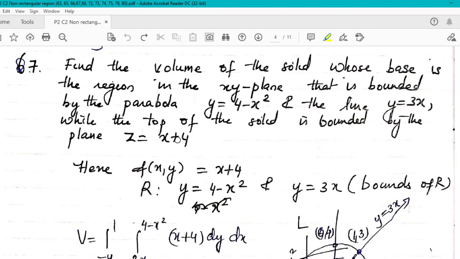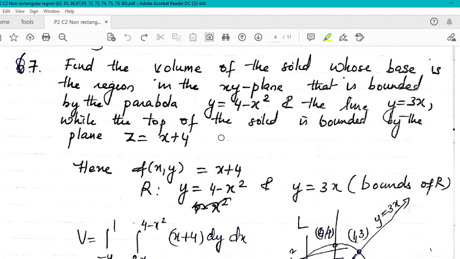Usually when a question asks for the volume of a solid, you will be given an upper bound and a lower bound. Using that you will be finding the volume of the solid. A solid will be generated between these two, the upper bound and the lower bound, and we have to find the volume of the solid whose upper bound is f of xy and whose lower bound is the region given in the question.